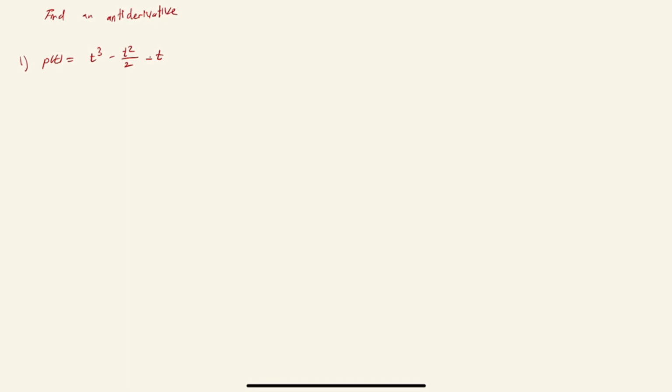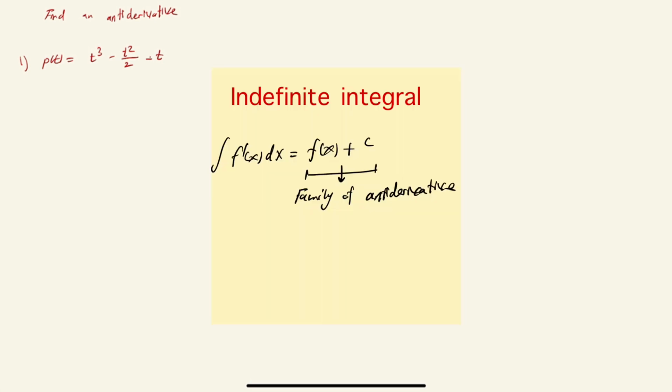Here, find an antiderivative. Before starting to solve this problem, note that when we integrate the indefinite integral, the antiderivative is going to be in the form of f of x plus c, and that is called a family of antiderivatives since c can be any number. In this problem, we are asked to find one antiderivative, so we can pick a random c when we find the indefinite integral.